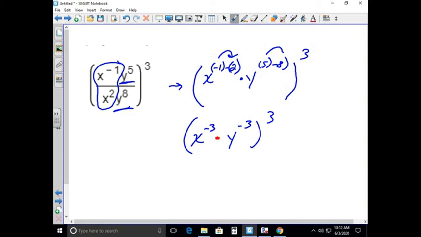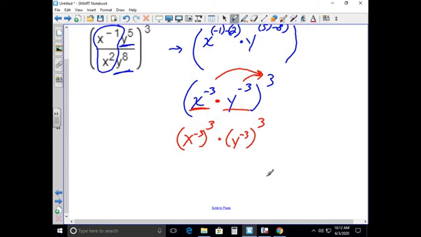What do I mean? Remember, if we have a product, each portion gets that exponent. So x to the -3 gets cubed. Y to the -3, that also gets cubed. And then we have a rule that says if we have something with an exponent and then that's raised to a power, we multiply those exponents. So -3 times 3 is -9. Again, -3 times 3 is -9.